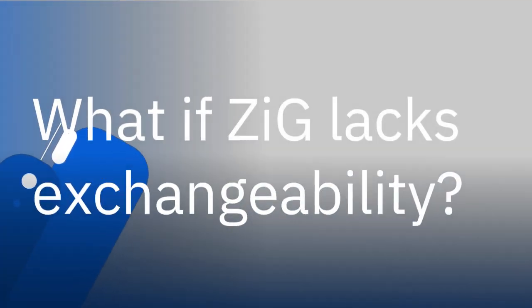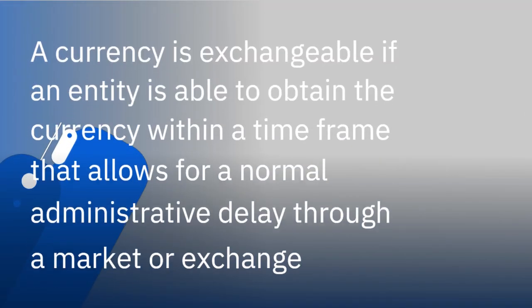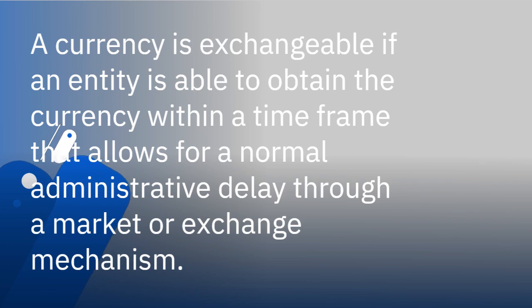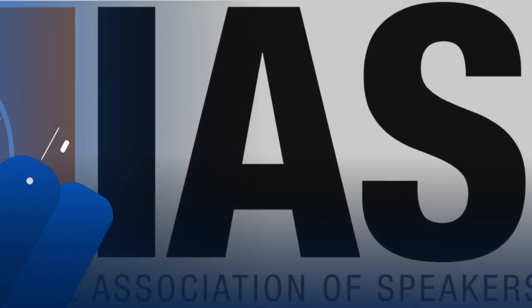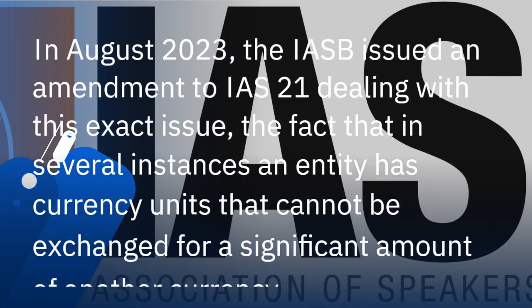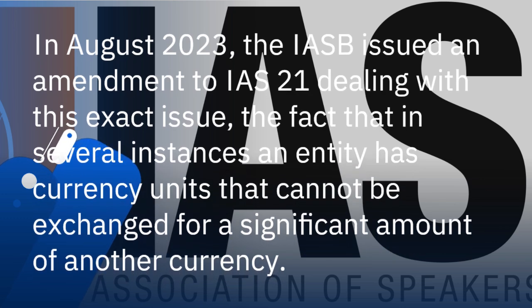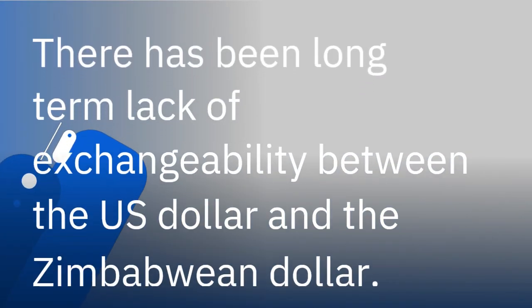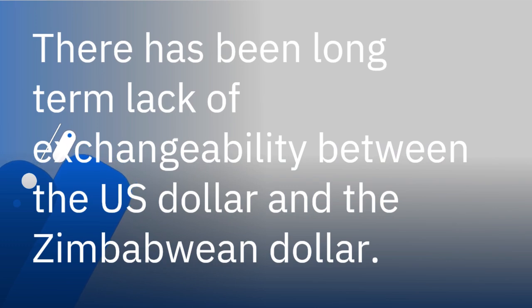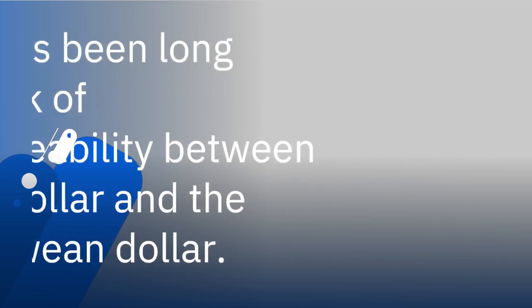What if ZiG lacks exchangeability? A currency is exchangeable if an entity is able to obtain the currency within a time frame that allows for a normal administrative delay through a market or exchange mechanism. In August 2023, the IASB issued an amendment to IAS 21 dealing with this exact issue: the fact that in several instances an entity has currency units that cannot be exchanged for a significant amount of another currency. There has been a long-term lack of exchangeability between the US dollar and the Zimbabwean dollar.